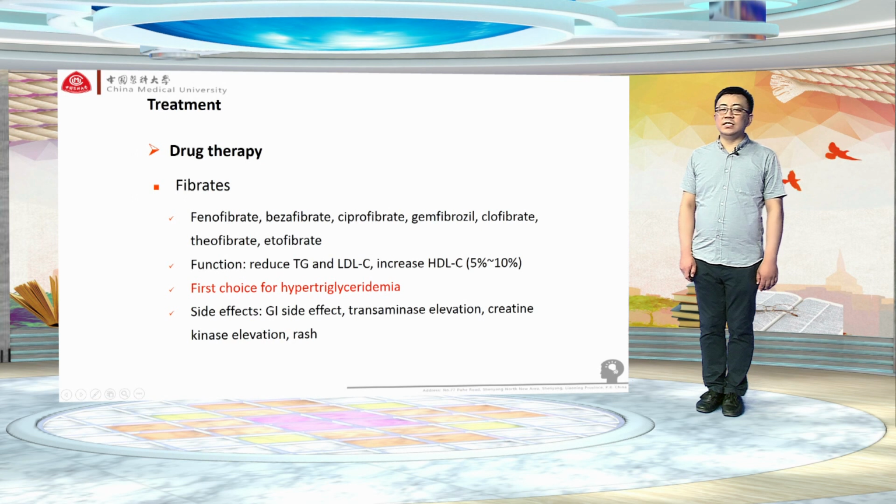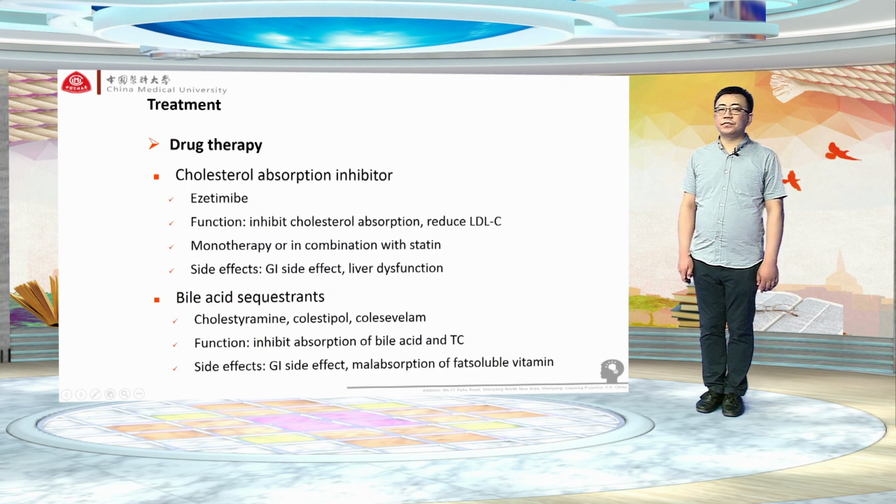Another drug for dyslipidemia treatment is fibrates, such as fenofibrate. It is the most common drug of fibrates. Its function is to reduce triglyceride and low-density lipoprotein. Sometimes it can increase high-density lipoprotein cholesterol. It is the first choice for hypertriglyceridemia. Side effects include gastrointestinal side effect, liver dysfunction, rash, etc.